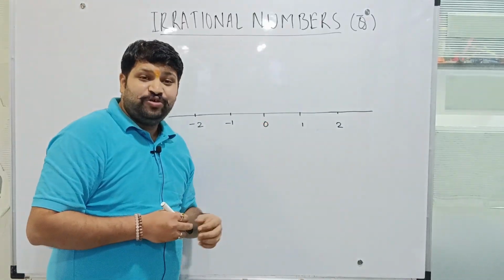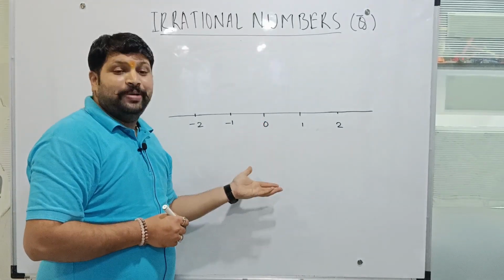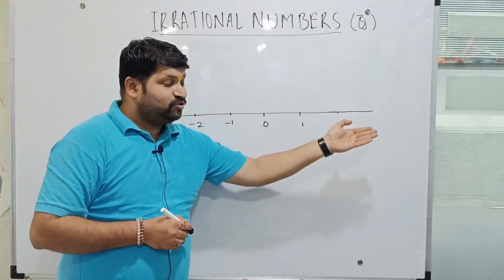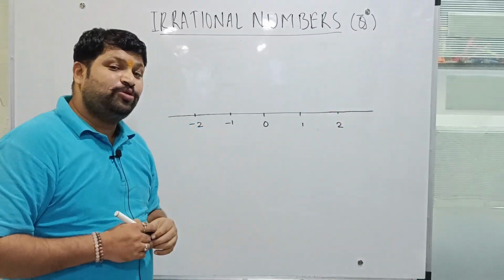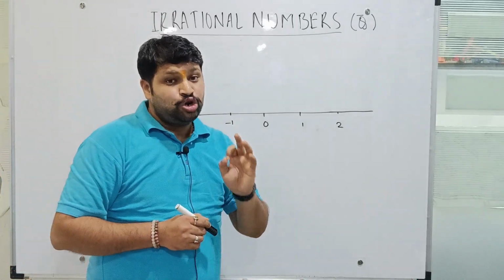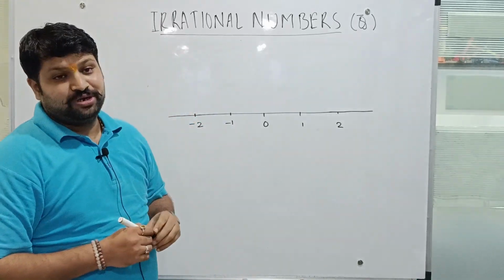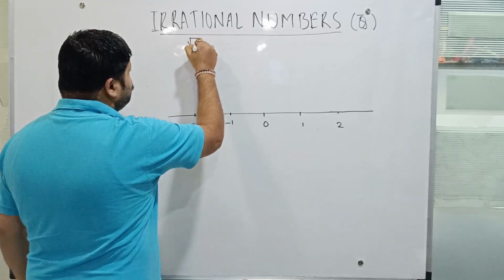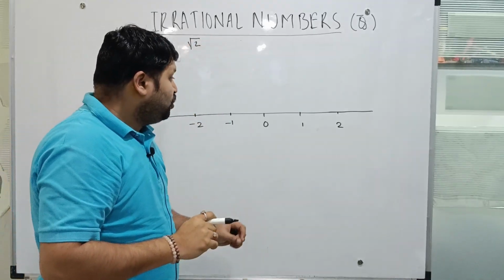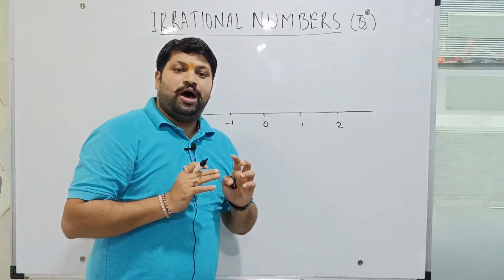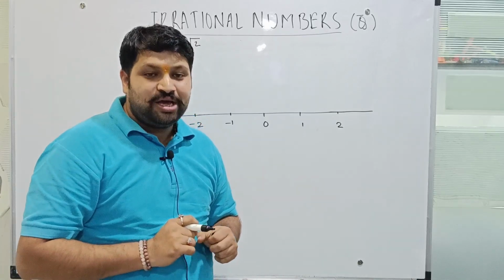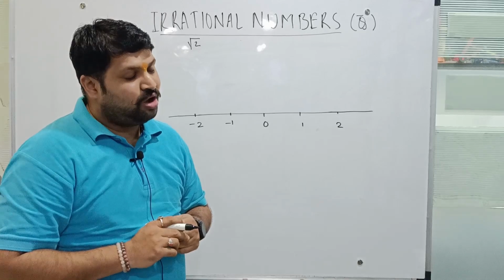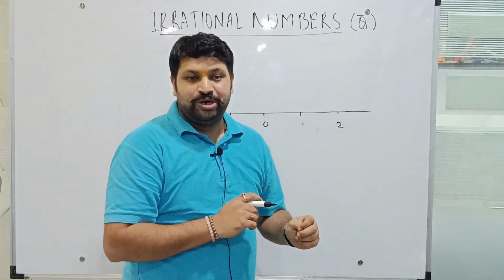So in front of you, we have a number line. So I have 0, 1, 2, and so on and so forth here. Now how are we going to plot the number root 2 on this particular number line? So let's talk about plotting root 2 on a number line. We are going to use our good old Pythagoras theorem to plot this particular number. Let's see how we would be doing it.